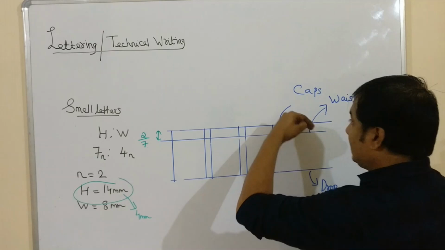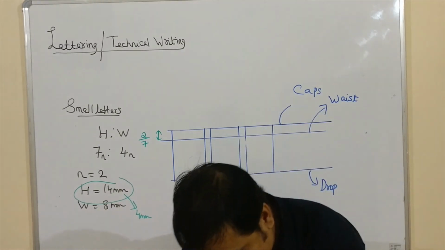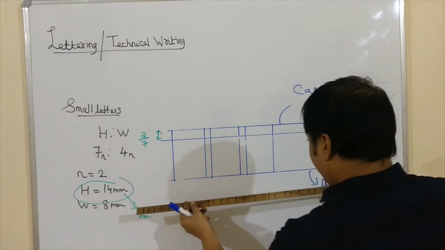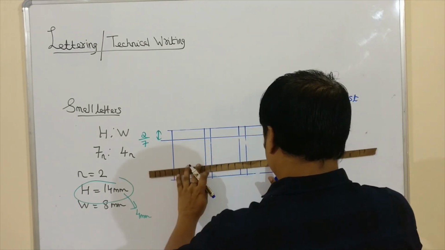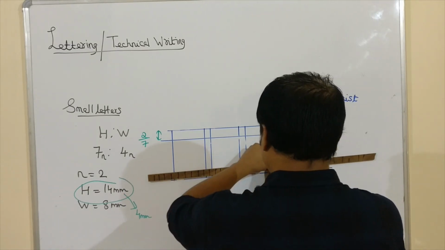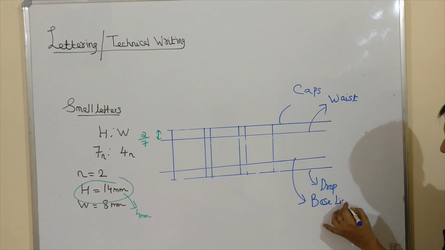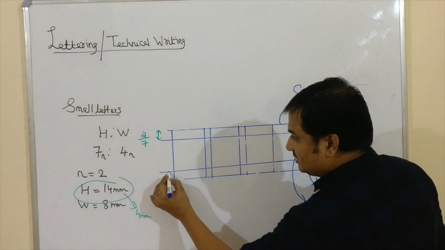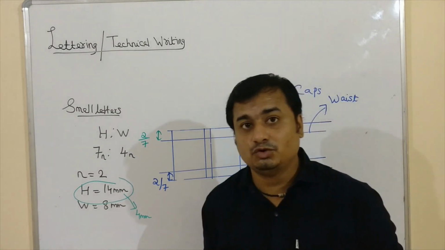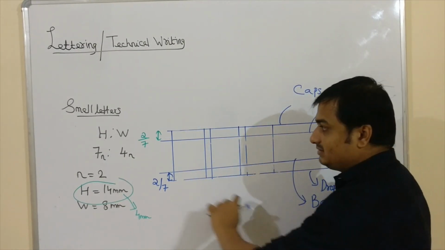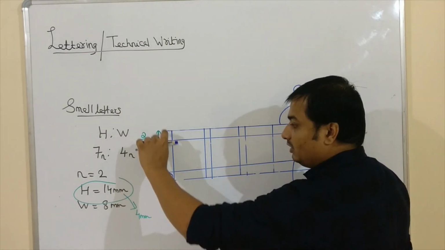So below the caps line, you have to come 4 mm down, and draw the waistline. Similarly, above the drop line, you have to introduce one more line like this. This is called the baseline. Again, this will be at a ratio of 2/7 from the drop line. That means this should also be 4 mm.